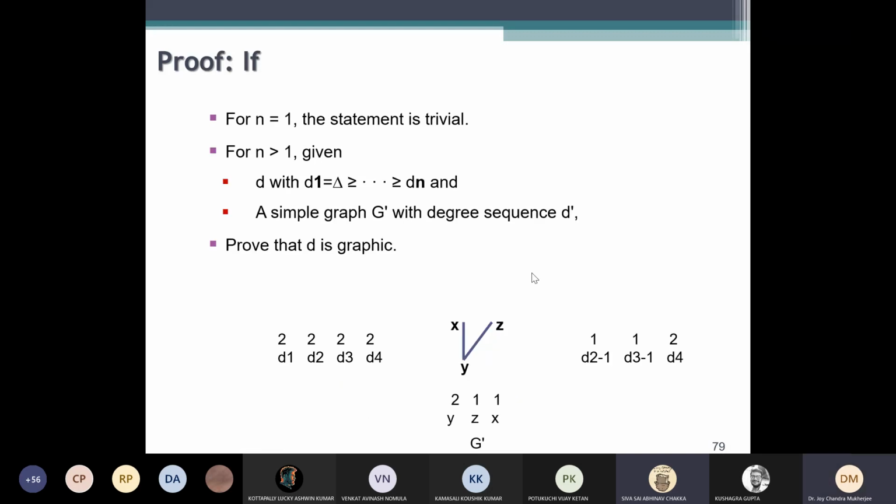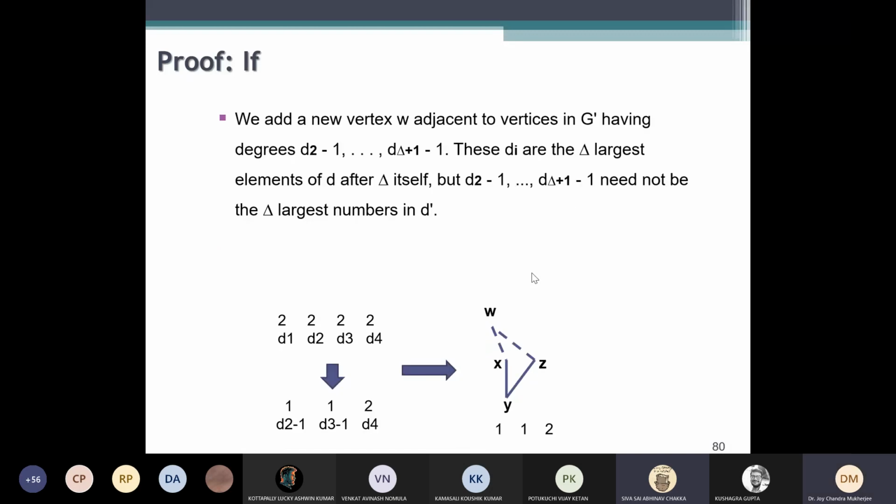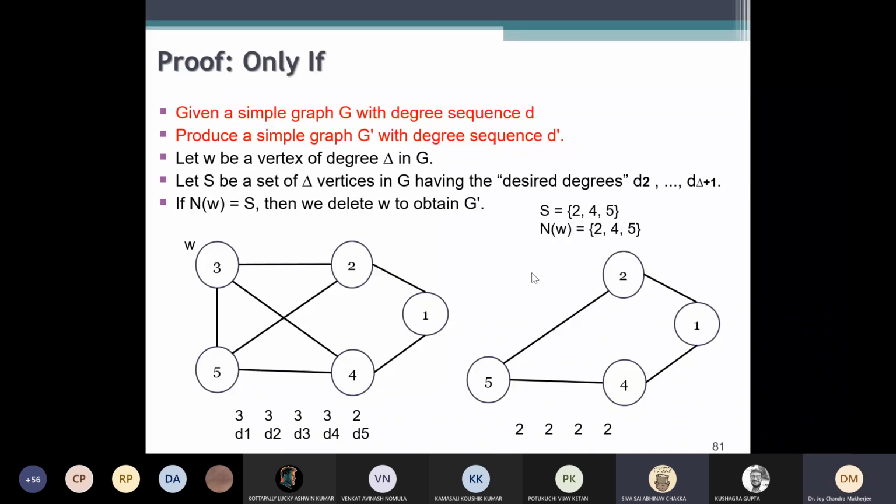The difficult part is this. Suppose you are given a simple graph G with degree sequence D. Now your task is to produce a simple graph G prime with degree sequence D prime. That is something you have to do. Then things will be done. So suppose this is the graph.